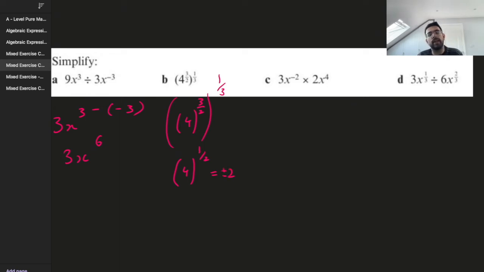Don't forget the plus minus, and the reason why I write it like this is because minus 2 times minus 2 is 4, and plus 2 times plus 2 is also 4. So there are 2 options. So please remember to write it in this format. Okay, let's move on to part C.